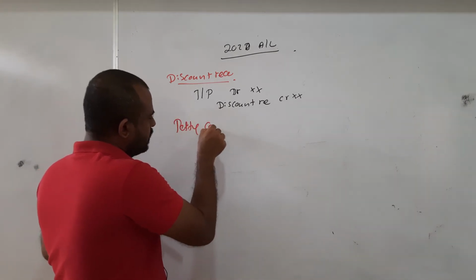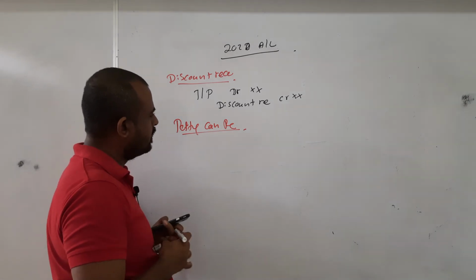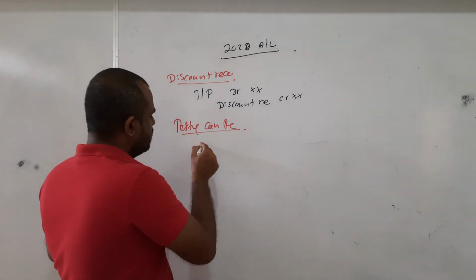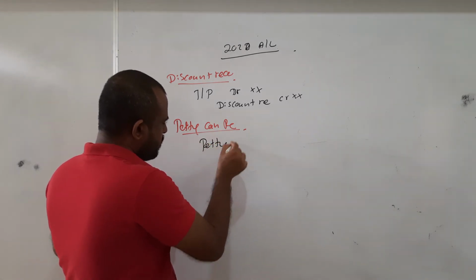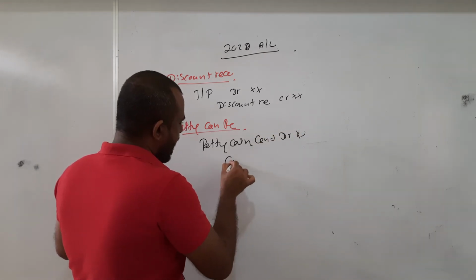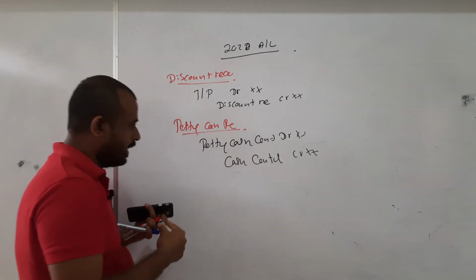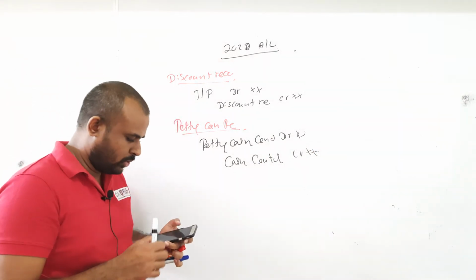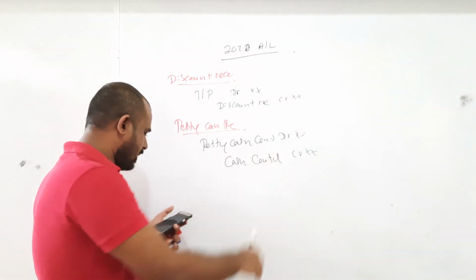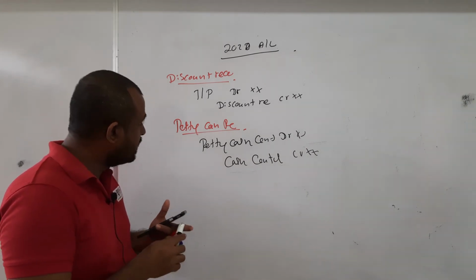What's the double entry when the petty cashier receives the money? The petty cash control account will be debited and the cash control account will be credited. It's a payment from the main cash book, so it will be credited to the cash control account and debited to the petty cash control account. Total of the purchases journal.